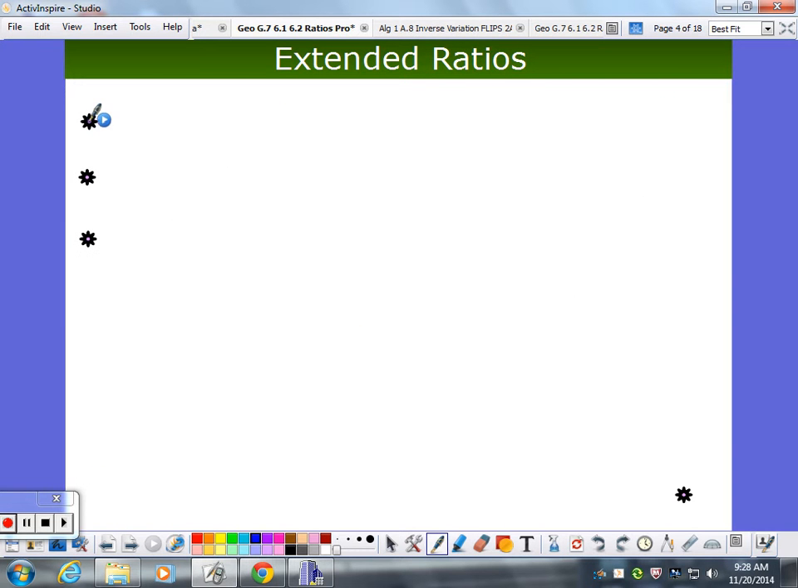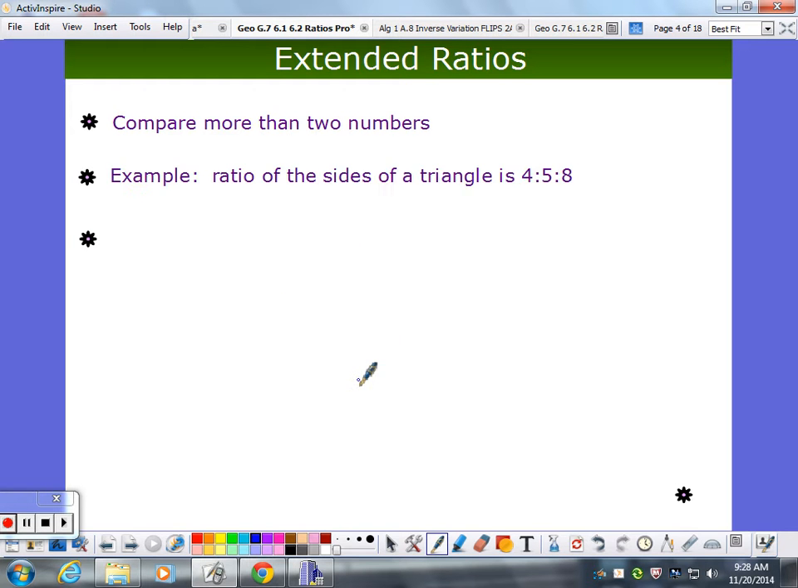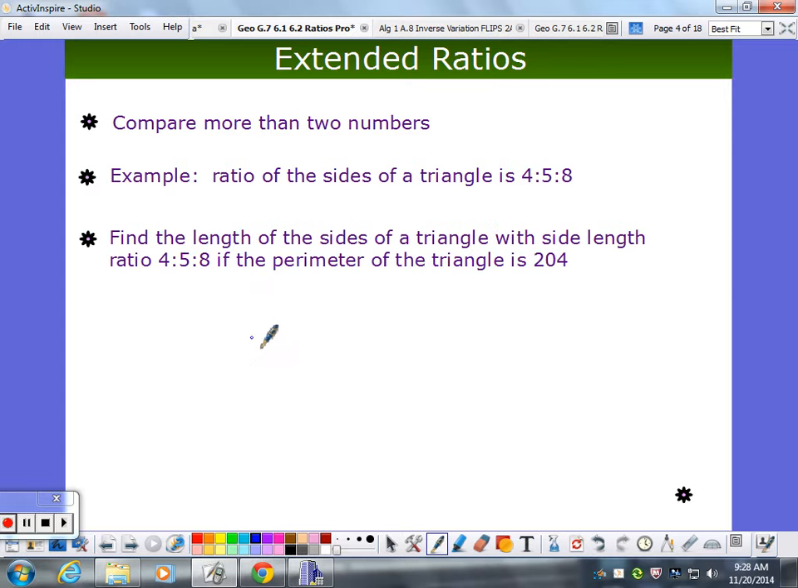Okay. Extended ratios. Now, we were talking about ratios, something to something. Two things, right? We can have more than that. So we can compare more than two numbers. And here's the example of a ratio of the sides of a triangle: 4 to 5 to 8. So let's see. We can find the length of the sides of a triangle with side length ratio 4 to 5 to 8 if the perimeter of the triangle is 204.